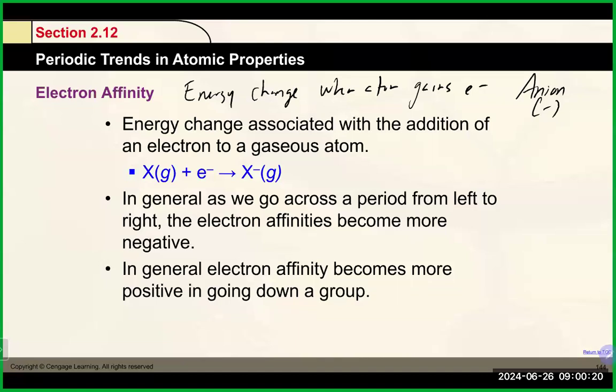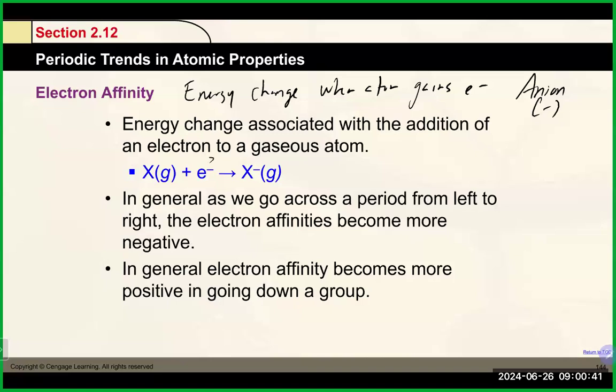Electron affinity and electronegativity are different things. Electronegativity, again, is the ability to bring electrons towards itself. Electron affinity is actually the energy change that occurs when they actually gain an electron. So they are different things. Sometimes people think of it as being the same sort of idea.